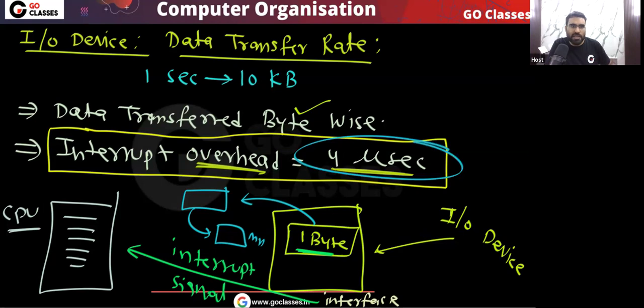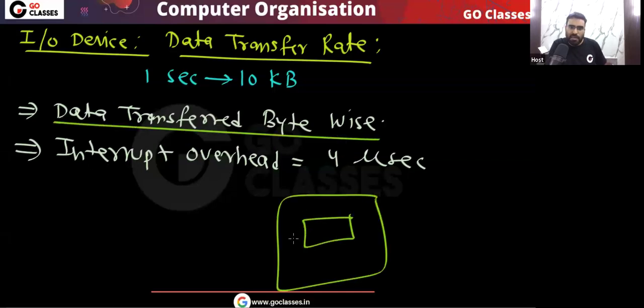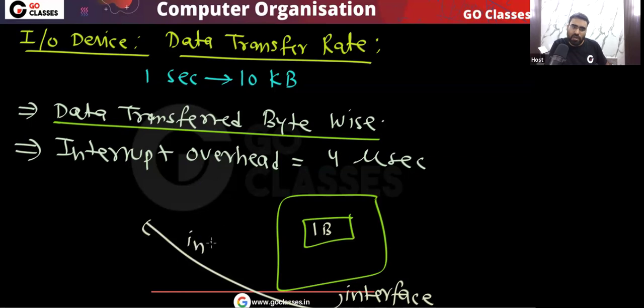Tell me, can I say this 4 microsecond will happen for every byte? Because for every byte, one interrupt signal will be generated. Remember, data is transferred byte-wise. Please understand, this means when 1 byte is ready, the interface will generate the interrupt signal. Who will generate the interrupt signal? When 1 byte is ready, this interface will generate it. So you can easily see that for every byte, this overhead will happen.